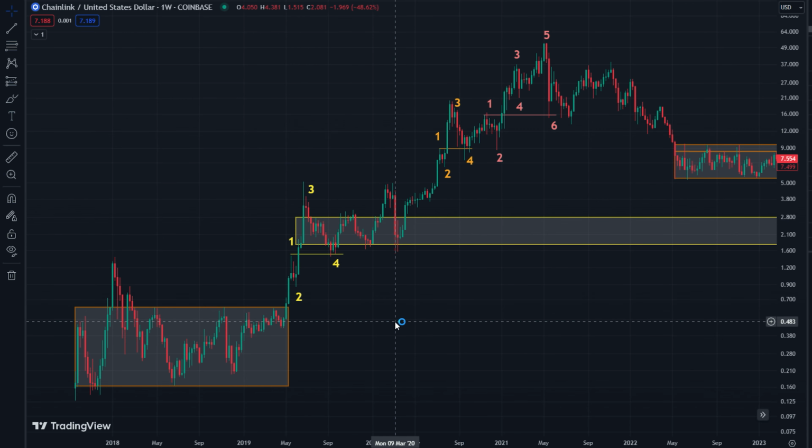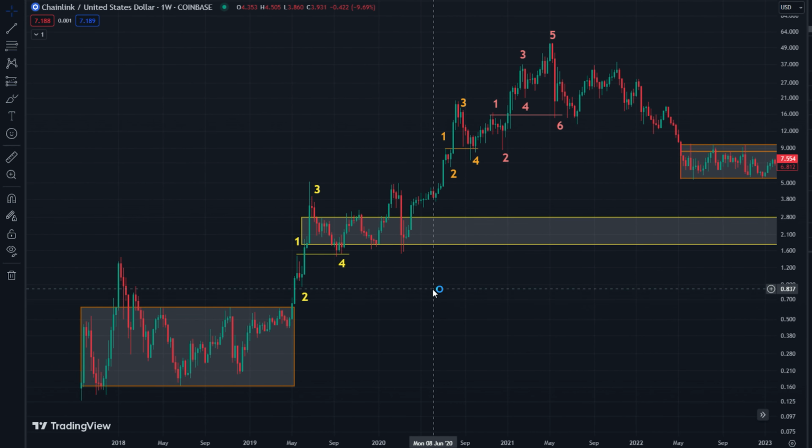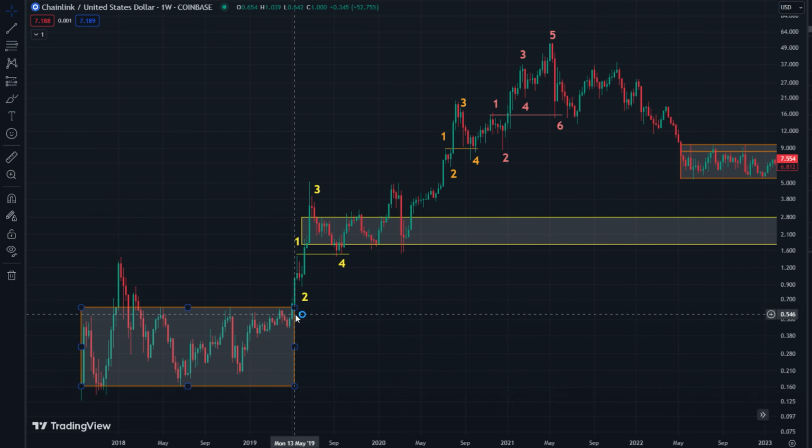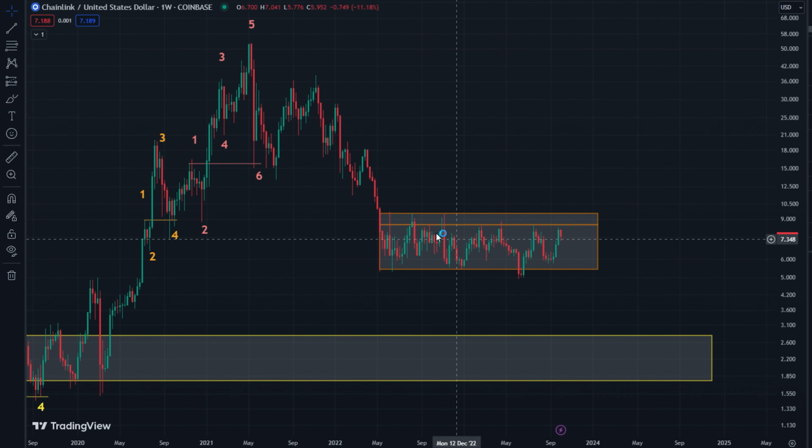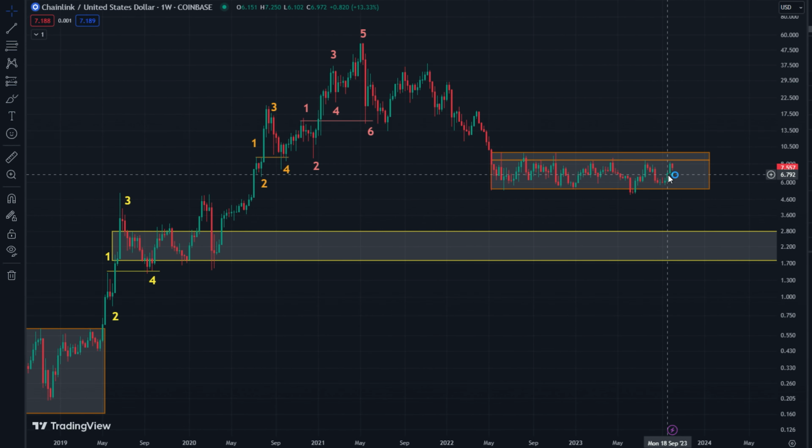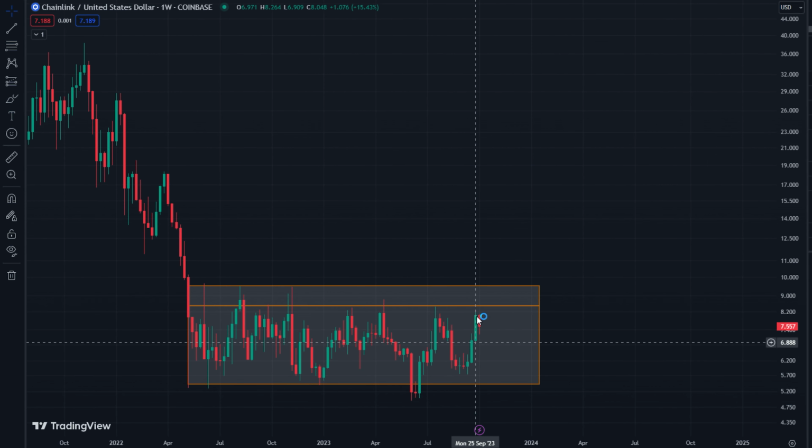Now to throw a bit of a curveball, we did break out of this area in May of the 2023 year. And of course, we're now into October and we still haven't broken out. And in fact, we've just retested this high here and been rejected.